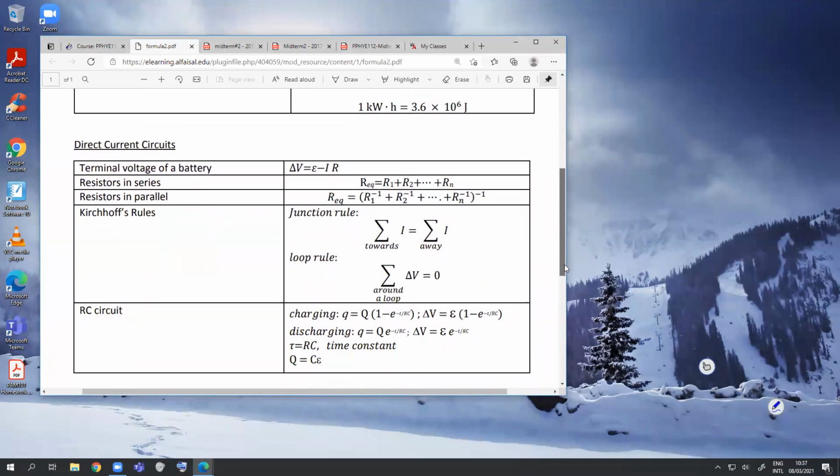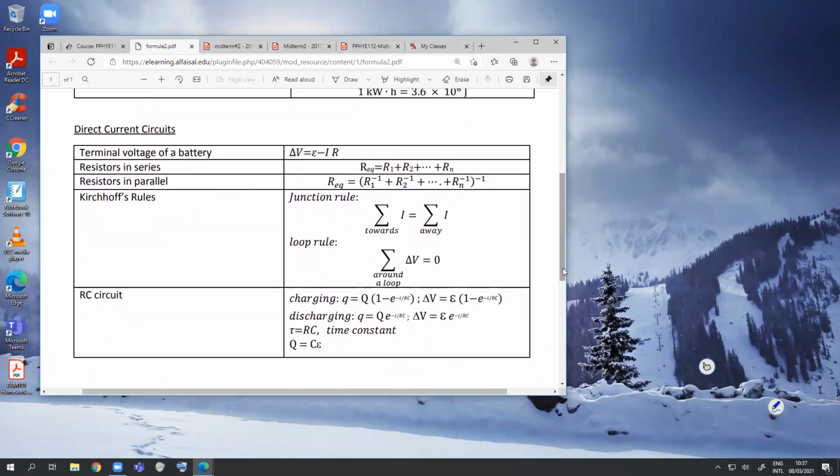Right. Then we got this chapter 18. So we are talking about terminal voltage of the battery. That is, if you have a real battery, say connected to an external load resistance, this real battery will have its own resistance inside.